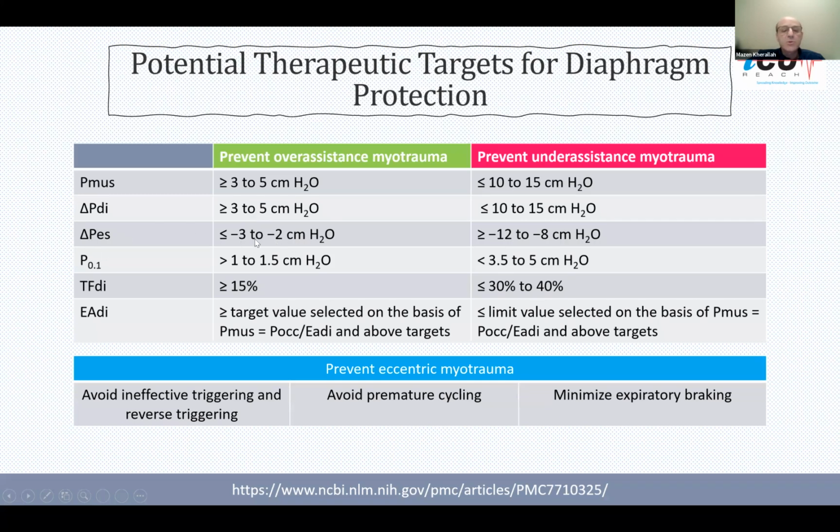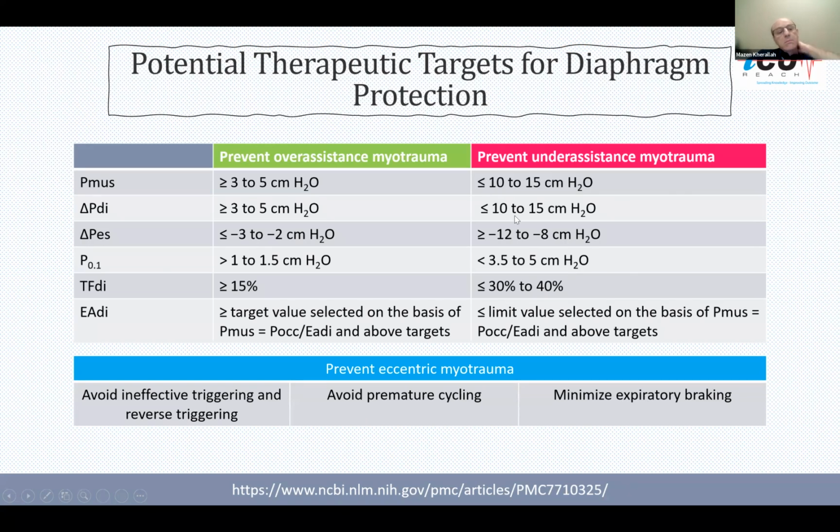Esophageal pressure should be less than 3, meaning -4 or -5. The P0.1 should be more than 1.5. The thickness fraction of the diaphragm should be more than 15%. On the other side, we should prevent under-assistance myotrauma by keeping the muscle pressure less than 10.